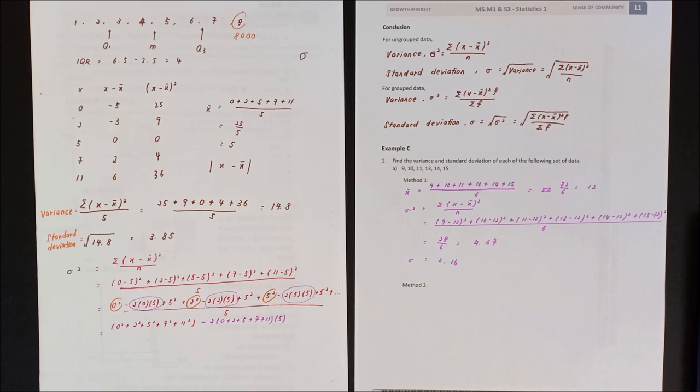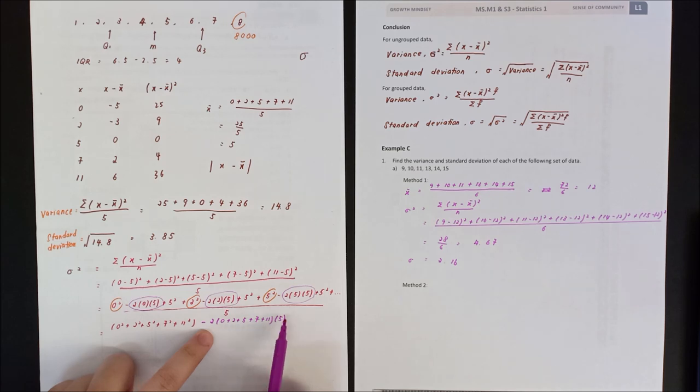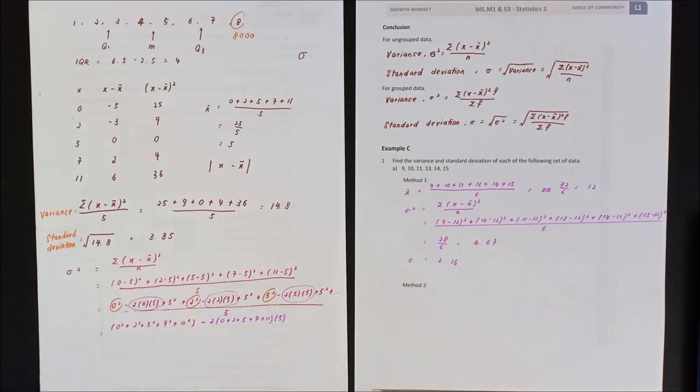Is that alright? It's the same thing if I try to expand this, then what do I get? 2 times 0 times 5, correct? And then 2 times 2 times 5. And then 2 times 5 times 5, which is this. Then the next one, 2 times 7 times 5. The next one, 2, 11, 5, the last one. Okay, so this is the factorized form.